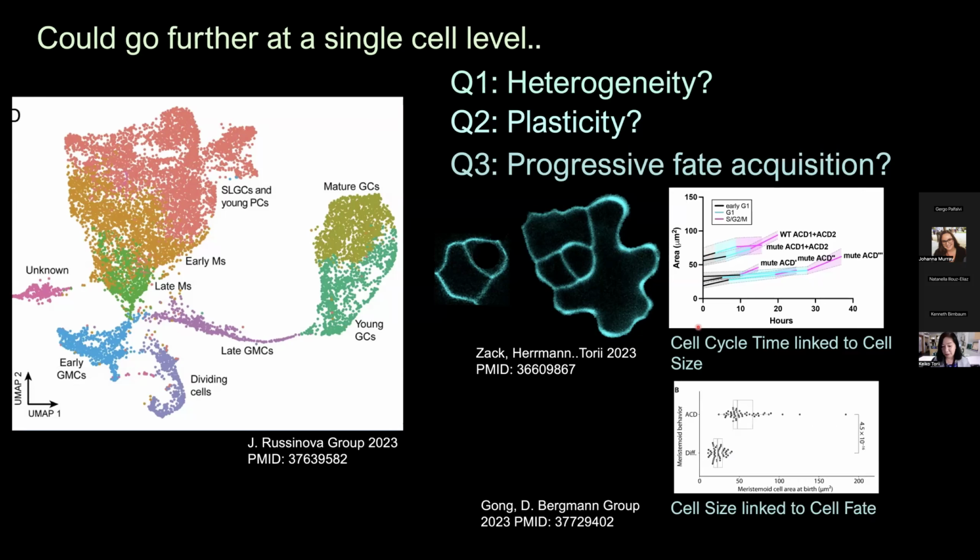And recently, Dominique Bergmann's group published this beautiful story that the size difference of the meristemoid is tightly linked to the fate difference. So the smaller the meristemoid at birth, the more likely it is to differentiate into the guard mother cell and then guard cells. So many things can be done as a combination of profiling as well as very careful observation, potentially microscopy and very tedious counting, and so forth.